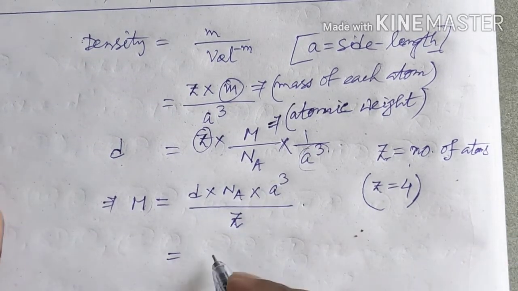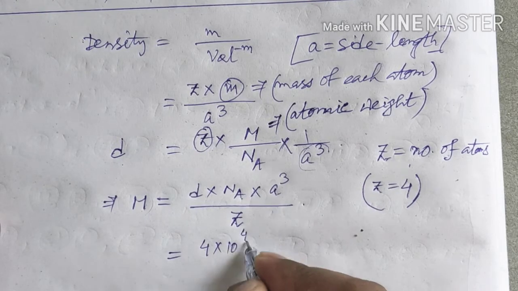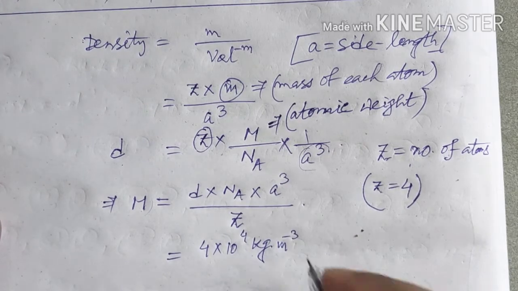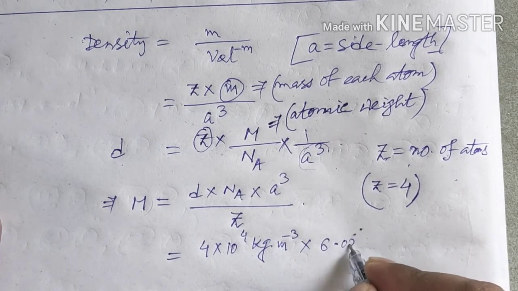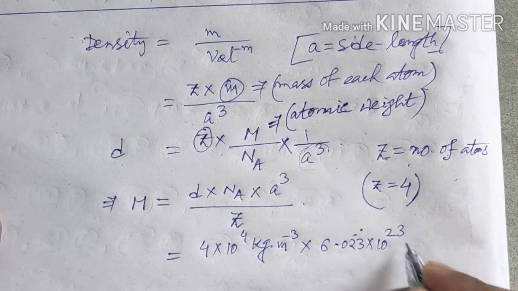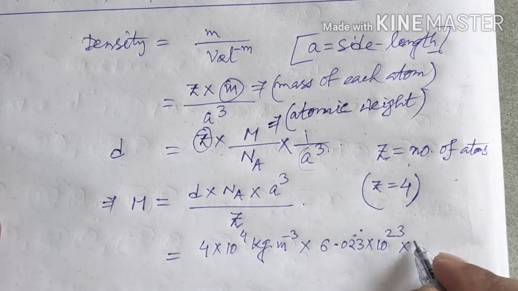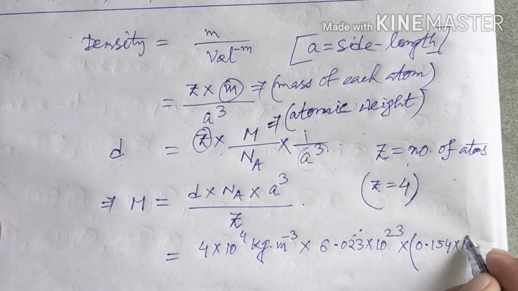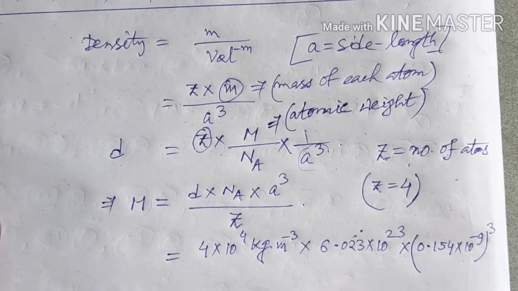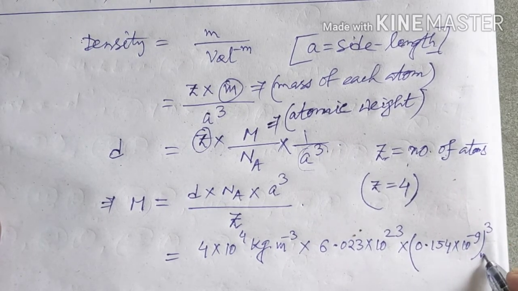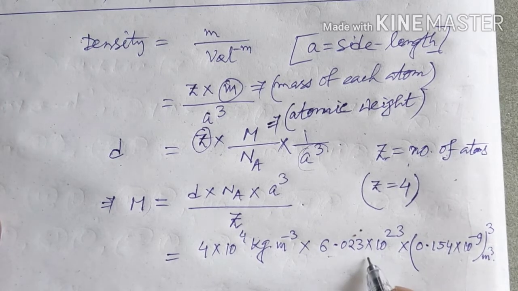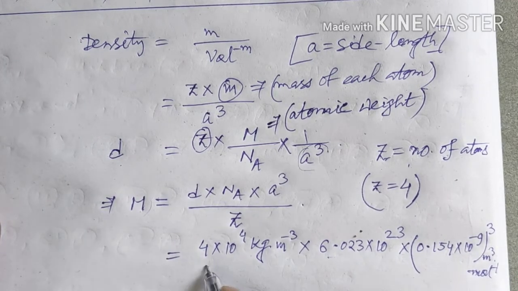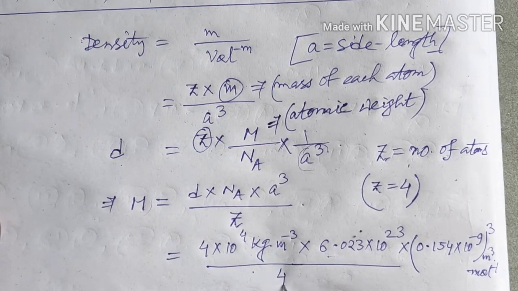The given value of density is 4 × 10^4 kg per meter cube, kg m^-3. Avogadro number is 6.023 × 10^23, and the volume a^3, where the value of a is 0.014154 × 10^-9, cubed, and its unit will be meter cube. Avogadro number unit is mole inverse, and the Z value here is equal to 4.